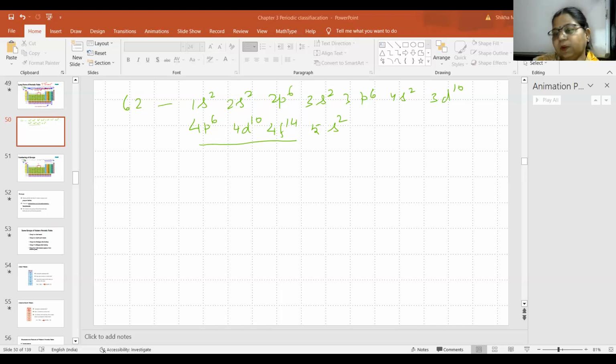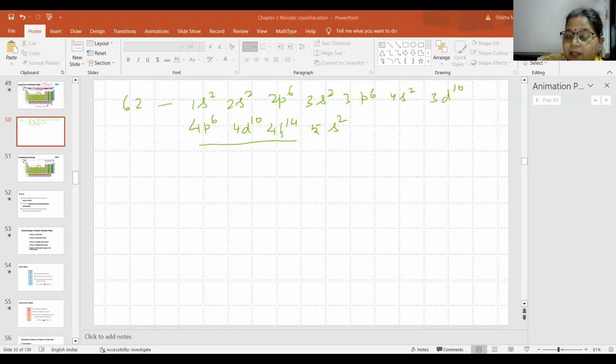One sincere request to all of you: please make practice. Please do a lot of practice about it, right? The purpose of writing this electronic configuration is to tell you how many shells are incomplete in it. If you look at this, you will understand that it has got 3 shells incomplete. Do you agree with me or not? Yes, ma'am.